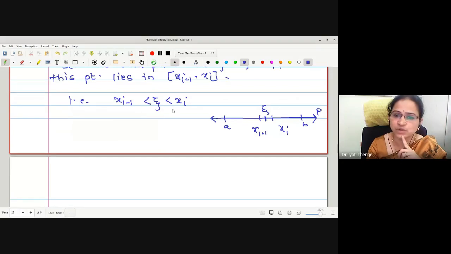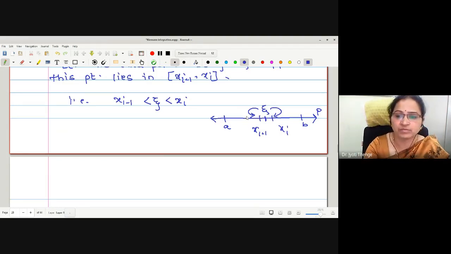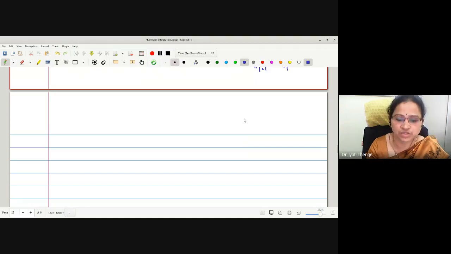What will happen if I consider less than or equal? If in the first part I write this as less than or equal, then zeta itself will be x_{i-1}, no? And it will not be any extra point. But to get the partition, I want at least 1 point extra. Similarly, zeta cannot coincide with x_i also. Because if zeta coincides with either x_{i-1} or x_i, then it will not create any refinement of the given partition. Right?